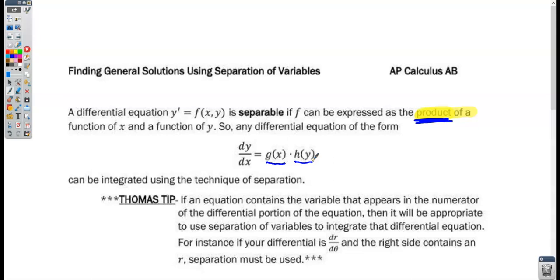There are times where you might see something like dy dx equals a function of y, in which case we're going to need to separate, and that's what this little Thomas tip is about here, to help you figure out when you need to use separation and when you don't. If you look at an equation and the variable that appears in the numerator of your differential appears on the right-hand side of the equation, then you're going to need to use separation of variables in order to integrate.